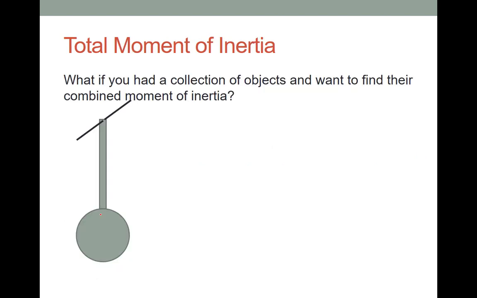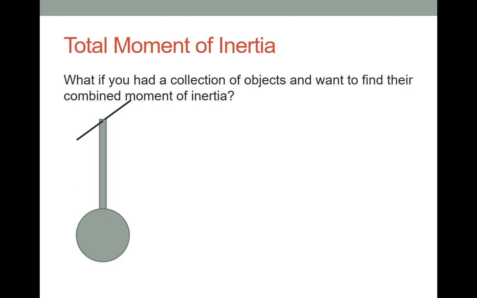Lastly, what do you do when your object isn't just a rod or just a cylinder? It's a collection. Well, the answer there is you add it, just like you would mass. Remember, moment of inertia is the angular equivalent of mass. So I can add these all up. I just have to be careful to keep my axis the same.